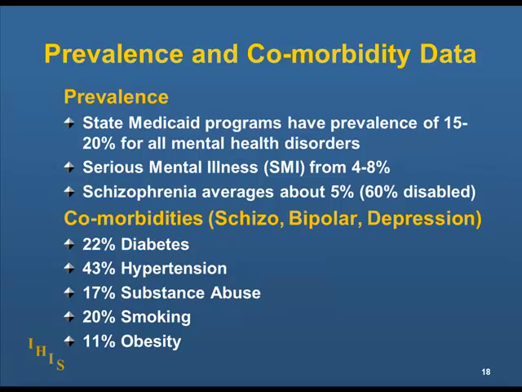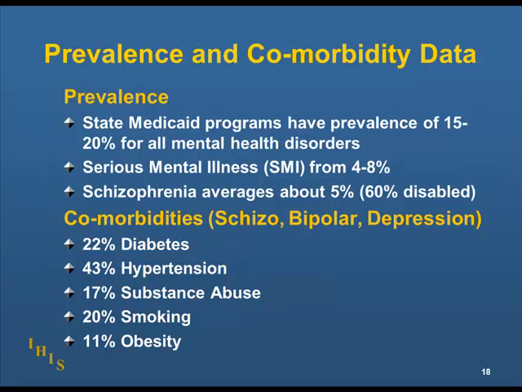We know that about 4 to 8% of patients actually have a serious mental illness. And schizophrenia is about 5% of the Medicaid population. Who knows what the prevalence of schizophrenia is in the general population? What is it? Now, of course, 1%. Right, so 5 times the rate. And what's interesting is 60% of them have either a state or federal disability assigned to them.